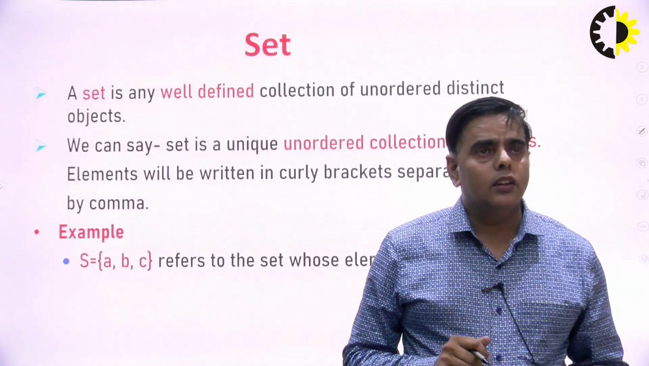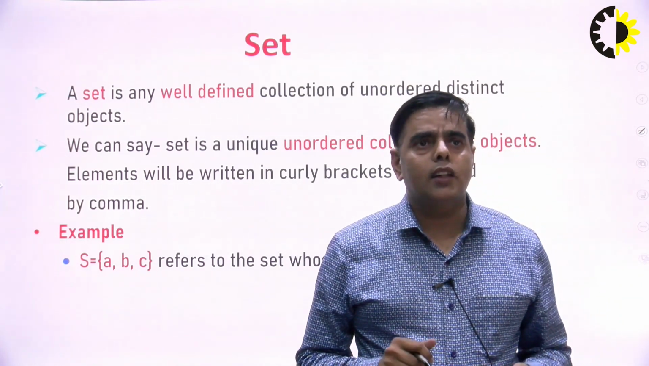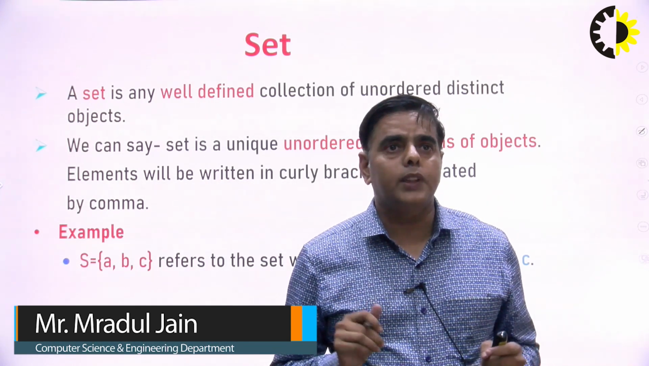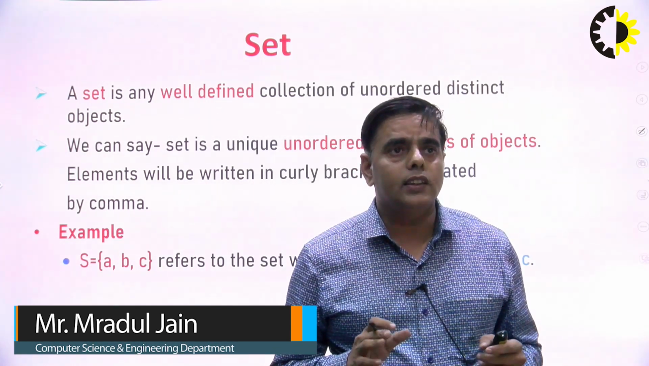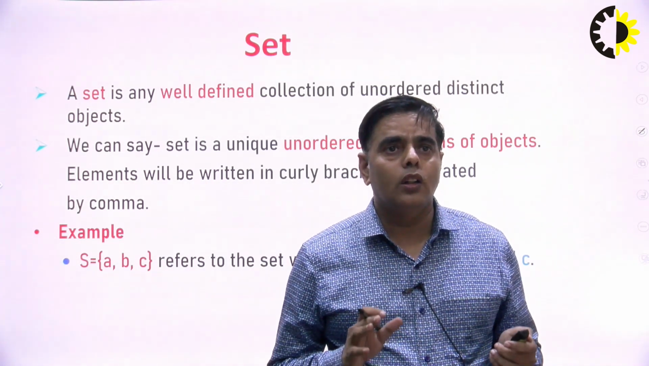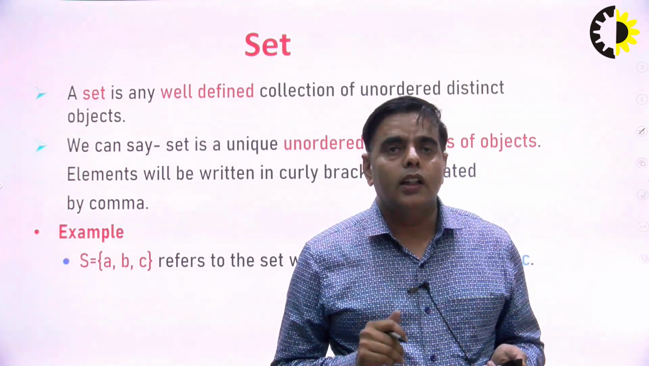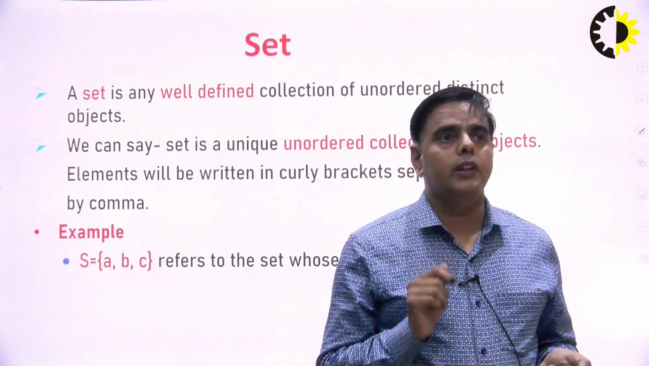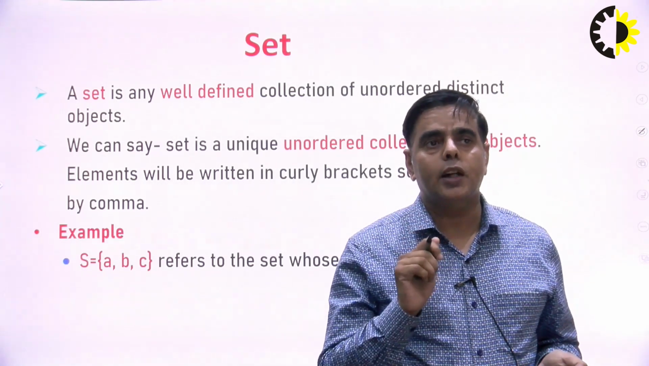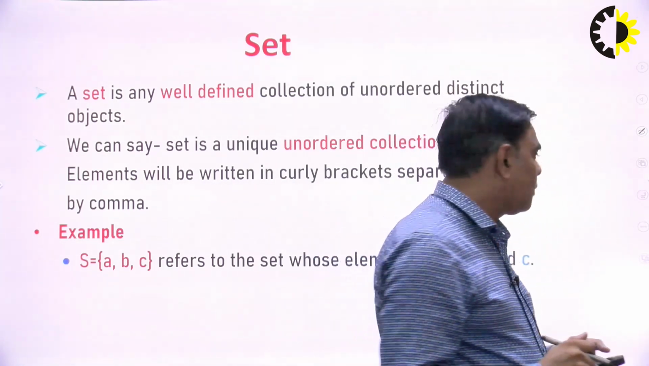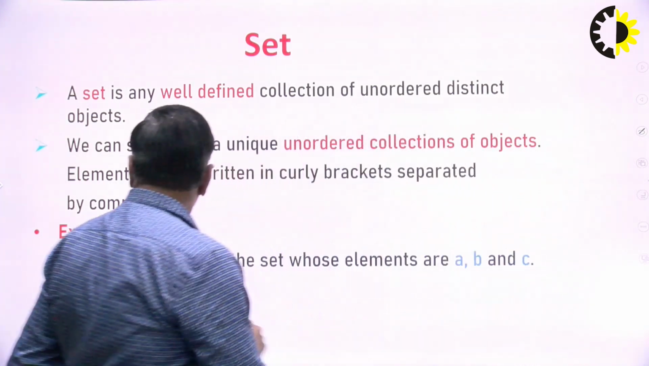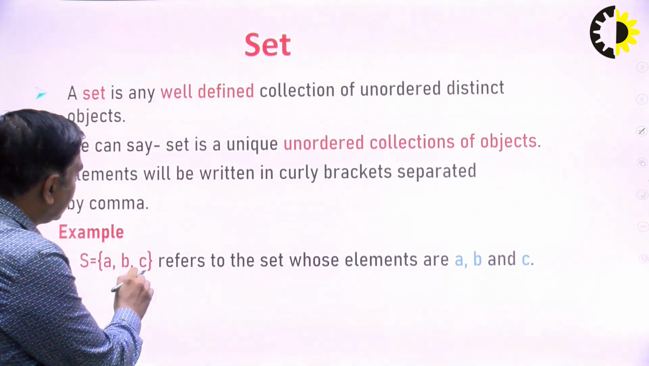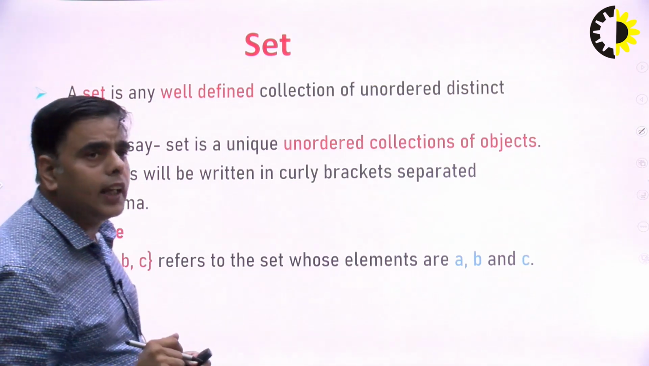And we will start from the set. What is the set? Set is a well-defined collection of unordered distinct objects. Or we can say set is a unique unordered collection of objects. In the set, if you are making a set, all the elements of the set will be written within curly brackets separated by commas. For example, S is a set having three elements A, B and C. That means this set contains three elements.